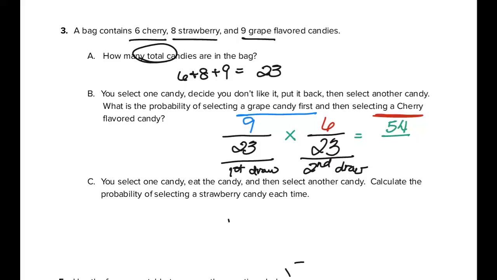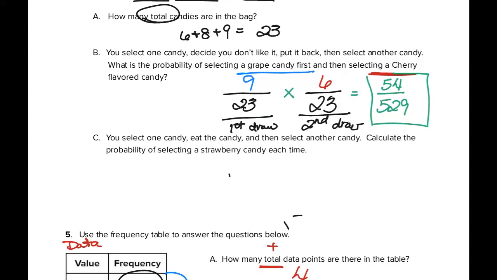A little louder. I still didn't hear. Thank you. 529. That is the probability of getting a grape candy first and a cherry second. Now, let's go to the last one.